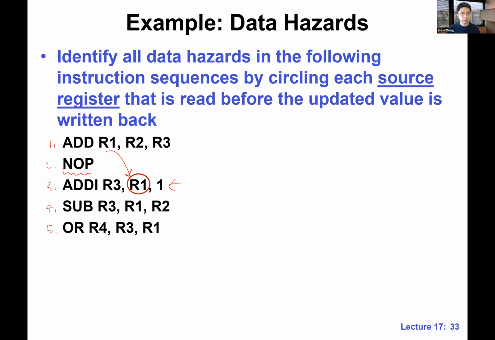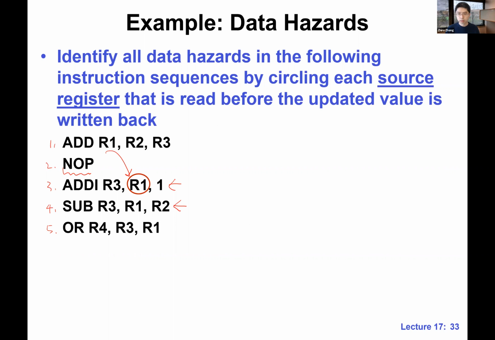Because writeback is in stage 5, but in the ID stage, we decode the instruction and read from the register file. That's in stage 2. We need 3 no-ops or other instructions to separate these 2. Otherwise, we do have a data hazard. Okay, so that's that.